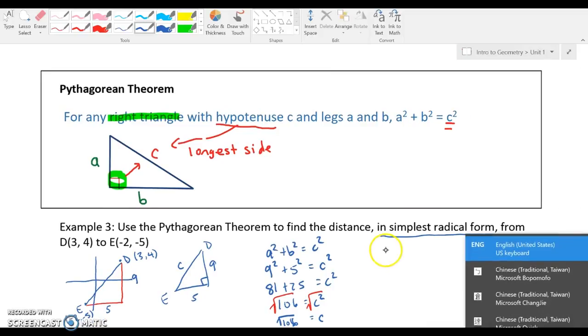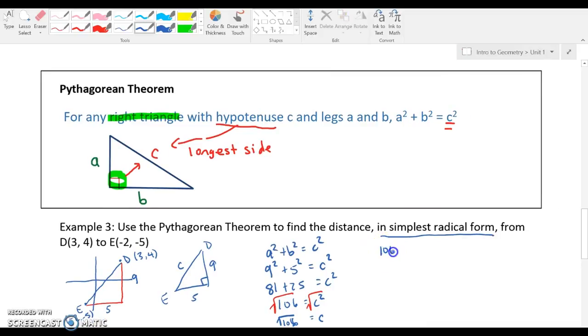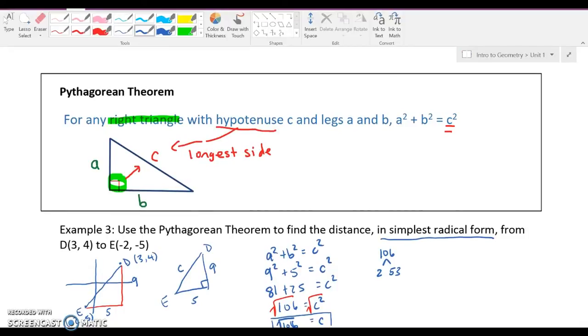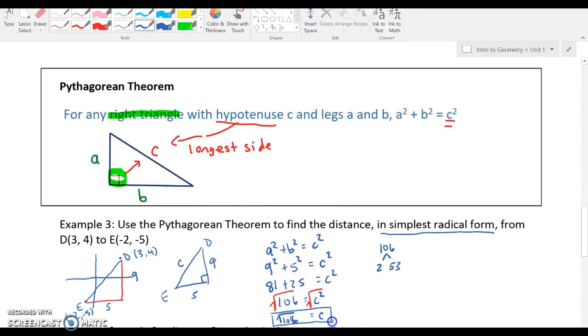Okay, so what I want to do is take that 106 and break it down into its prime factors. So I can take out a 2, and this will be 2 and 53. And one thing I'm going to notice is, hey, 53 is prime. So I can't do anything more with this, so I can't actually simplify the square root of 106. So that's as simple as it gets, and there's my answer. So that's just one quick check you always want to do if you're looking for simplest radical form.